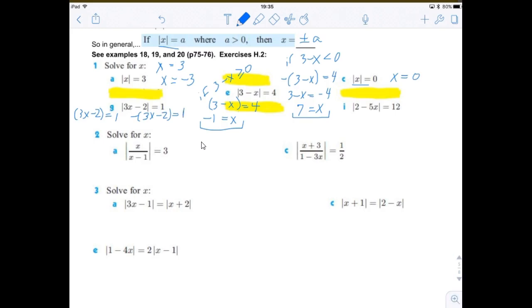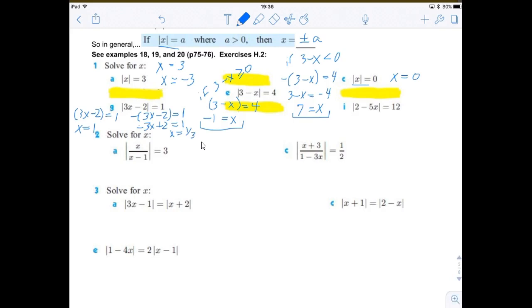So 3x minus 2 equals 1 is 3x equals 3, x equals 1. And negative 3x minus 2 equals 1 is negative 3x plus 2 equals 1. So negative 3x equals negative 1. So x equals 1/3.